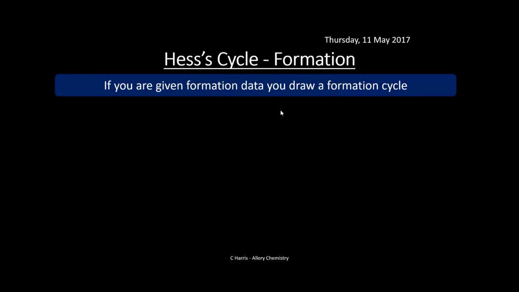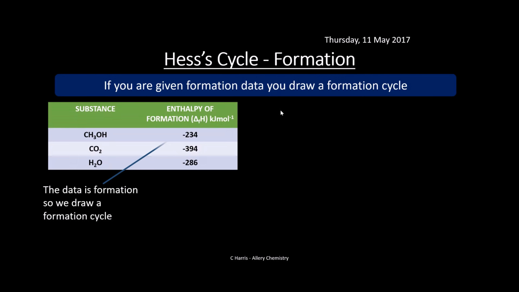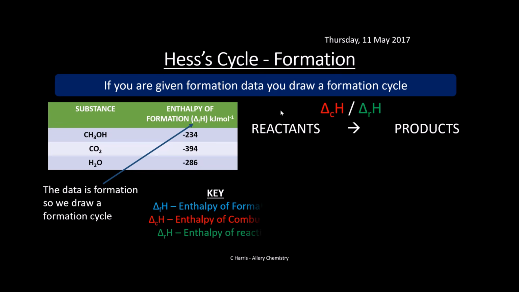Right, so let's look. We've got two main cycles here. We've got formation cycles and combustion cycles. So let's look at the formation one first. If you're given formation data, you draw a formation cycle. This is an example of data that is formation data. The data they've given, you can see here, enthalpy of formation and the information there. So the cycle is pretty straightforward. We have reactants and products like a normal reaction here. The arrow here can represent enthalpy of combustion or reaction. It depends what they're asking you in the question.